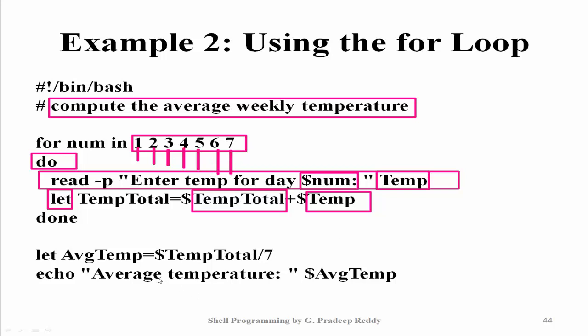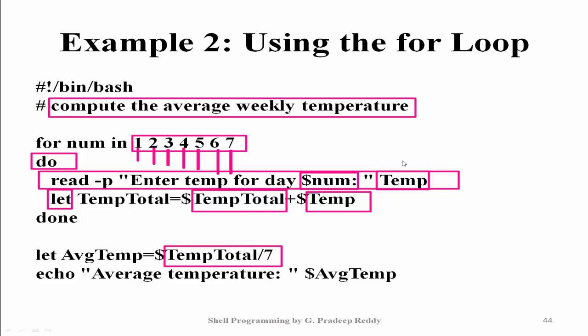So like that we are going to calculate. Now here a user will be entering the temperature for day 1. Here it is going to calculate total equal to temperature total plus temp. Now it is going to divide the temperature total by 7.